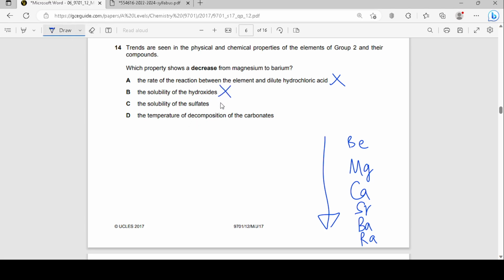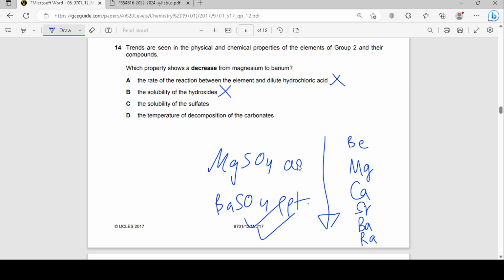As for the solubility of the sulfates, again, it's an A2 thing. The solubility of the sulfates decreases down group 2, right? So if you have MgSO4 versus BaSO4, MgSO4 will be more soluble, and BaSO4 will be less soluble. So BaSO4 will basically form a precipitate, whereas MgSO4 is soluble, right? So the solubility of the group 2 sulfates decreases down the group from magnesium to barium.